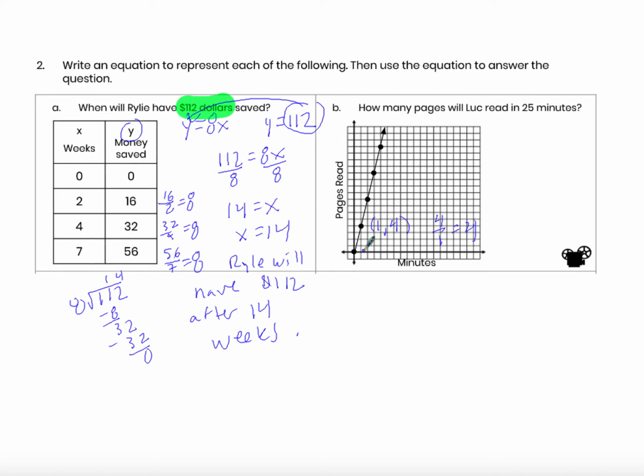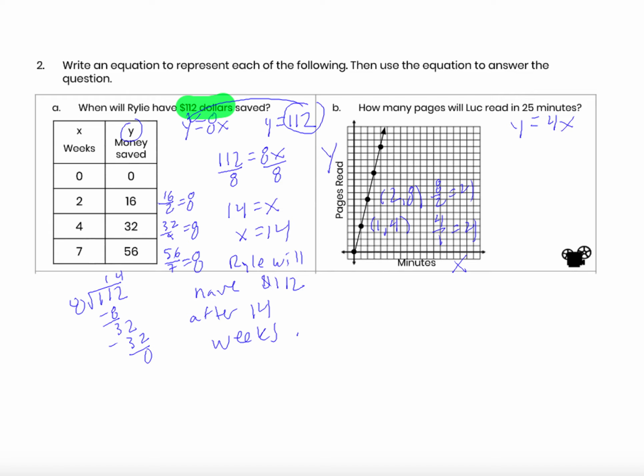I can double check that. Let's check this ordered pair. X equals 2, y equals 1, 2, 3, 4, 5, 6, 7, 8. 8 divided by 2 also equals 4, so yes, my equation is y equals 4x, where x is minutes and y is pages read. So Luke reads 4 pages every minute.